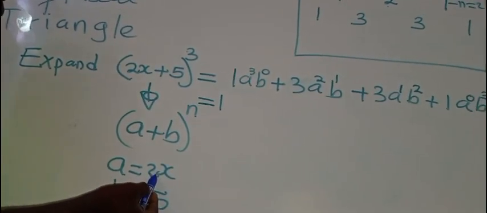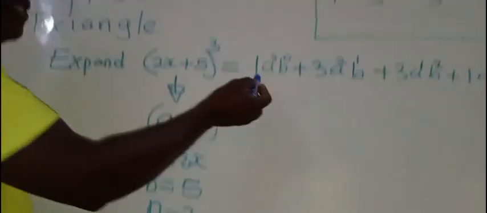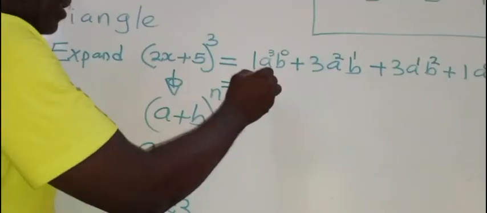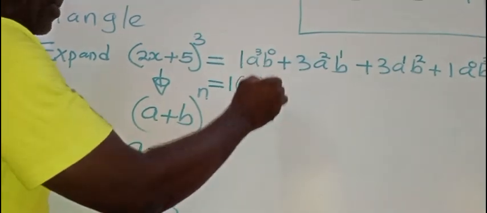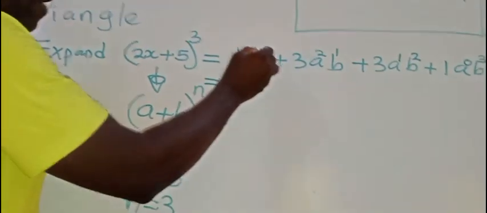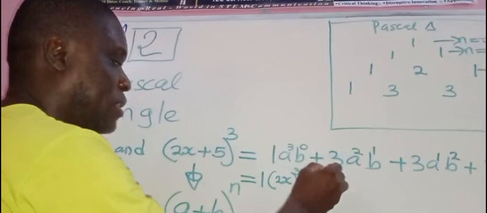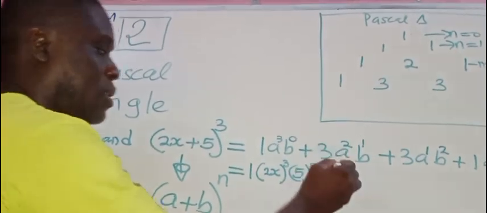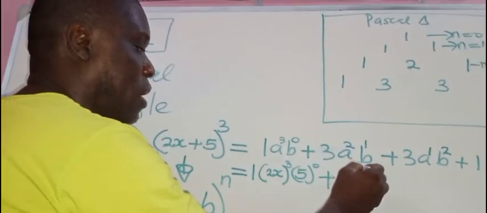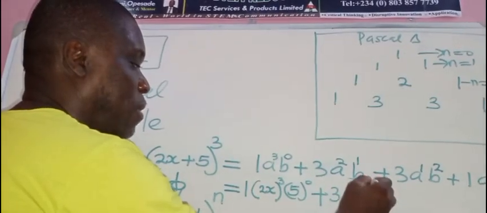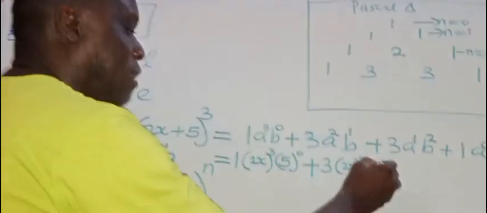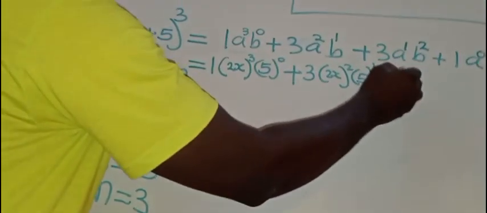2x. You put the value there. So this is 2x raised to power 3. Our b is 5. You put 5 raised to power 0 plus this is 3. This is 2x raised to power 2. Our b is 5. This is 5 raised to power 1 plus 3.